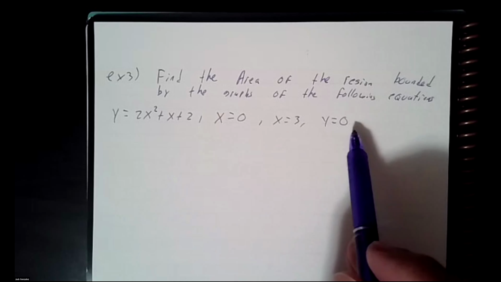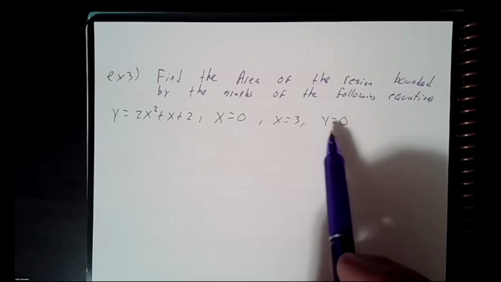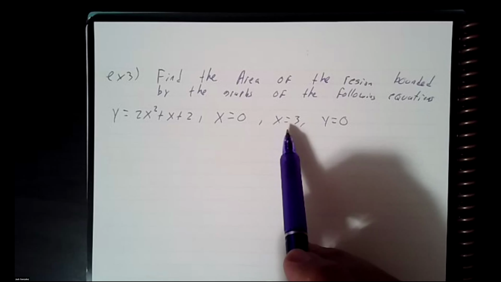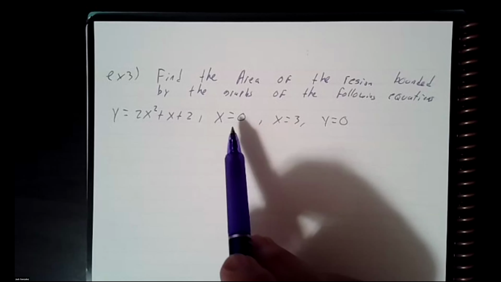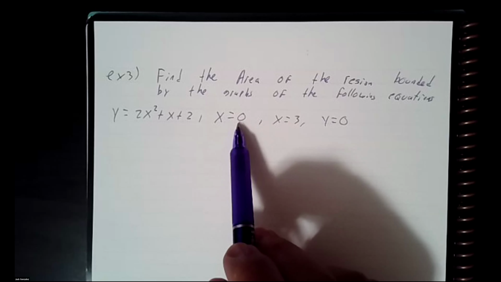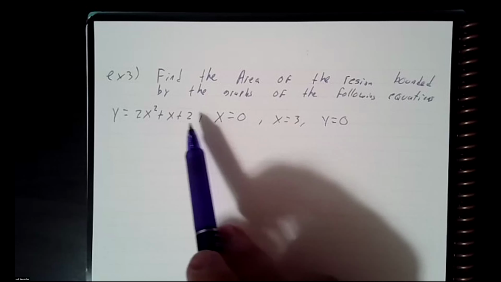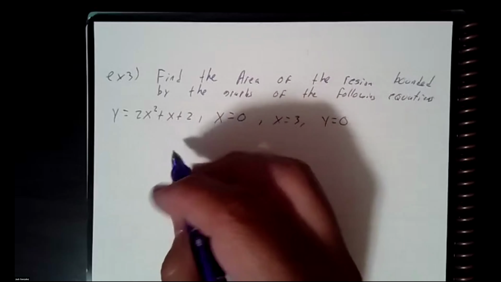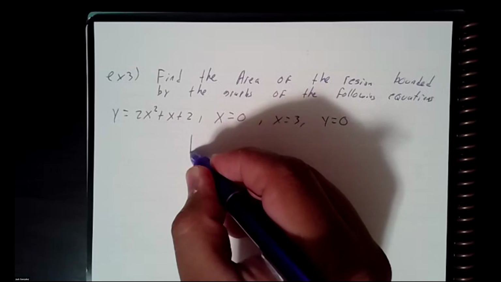So y equals 0, you agree that that's just the x-axis, right? The horizontal line. x equal to 3 is a vertical line at 3. This is the y-axis, right? So graph all of them. You start to create a little enclosed region.